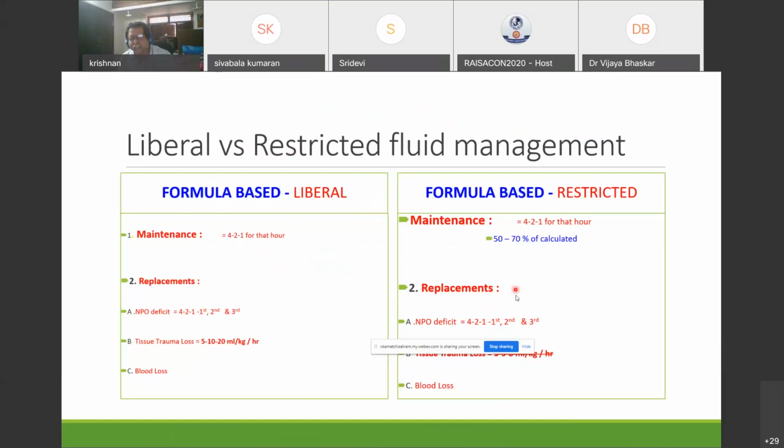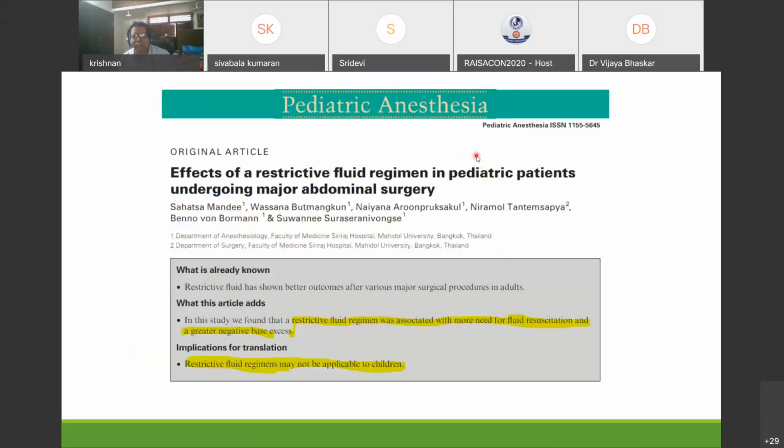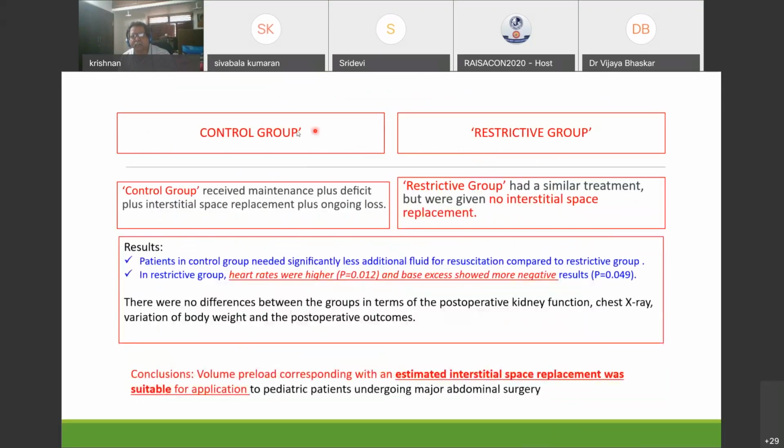So in children, this restrictive fluid management, where you don't give fluid for tissue trauma loss, this part has been taken off. So you give maintenance at 50 to 70%, you replace the NPO deficit and you give tissue trauma. So you use the liberal formula. The only thing is you restrict the maintenance. The tissue trauma you don't cut. That is the recommendation by pediatric anesthesia. So this is about the study.